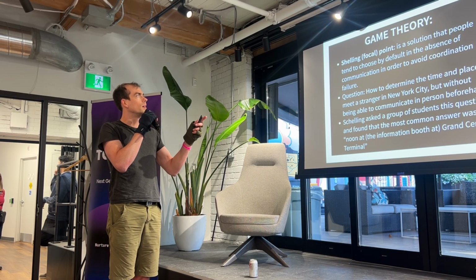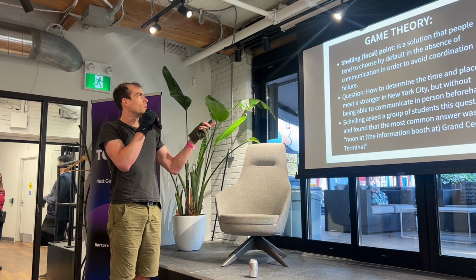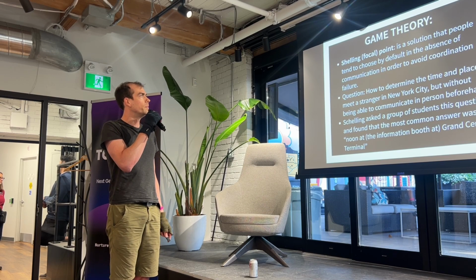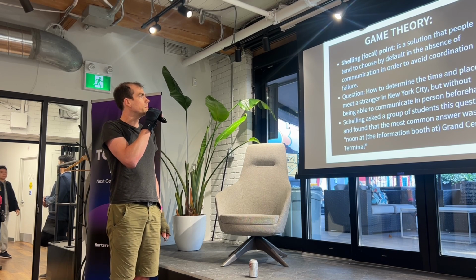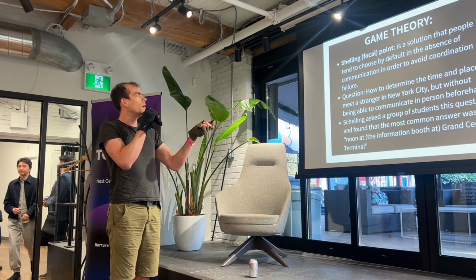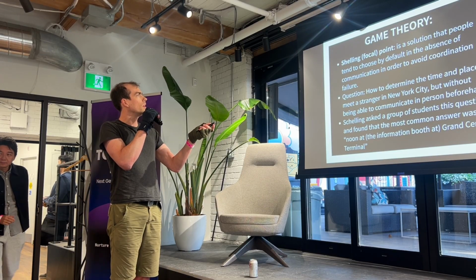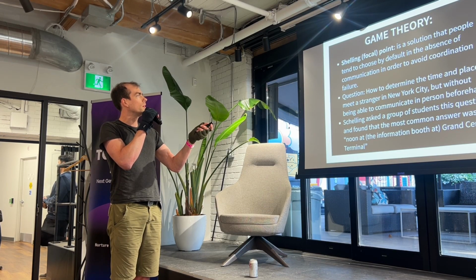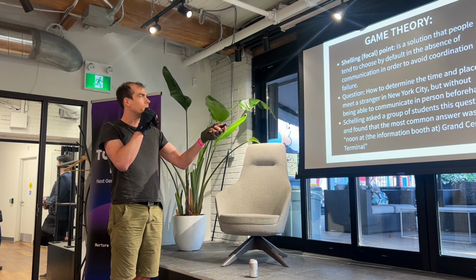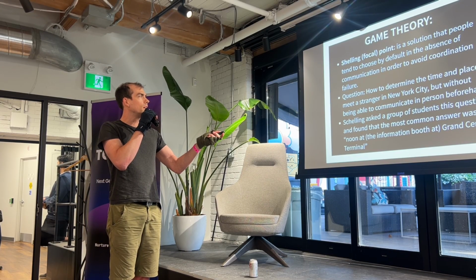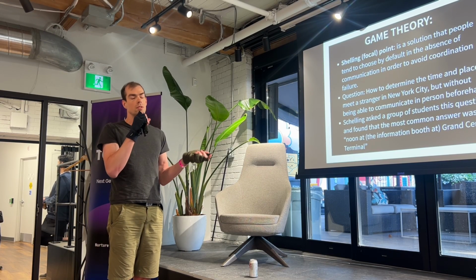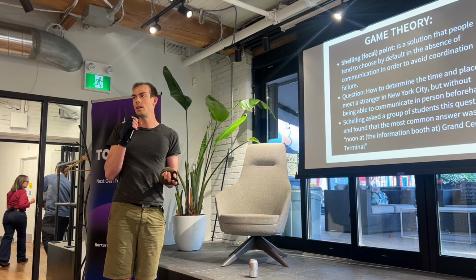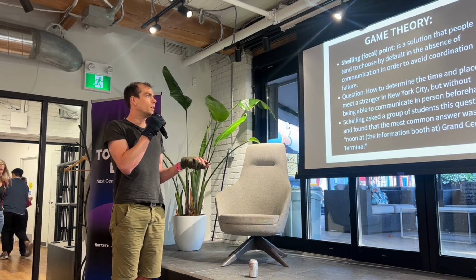And a quick lesson on game theory, how this all works. So there's this idea of a Schelling point, where people tend to choose by default, in the absence of communication, an outcome in order to avoid communication failure. So the canonical example is, say you're in New York City, you need to meet someone, you go to Grand Central Station at the information booth at noon because you don't have any other options.